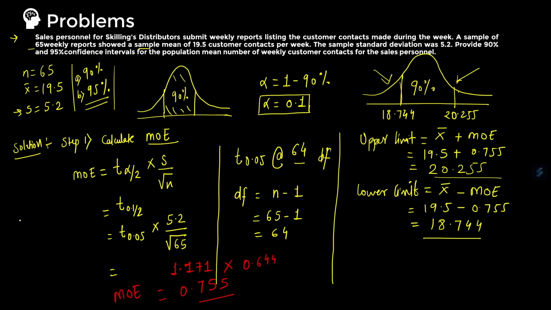The alpha will become 0.05 and alpha by 2 will become 0.025. So T of 0.025 you will check at 64 degrees of freedom and so on. You will calculate the margin of error and then compute the upper limit and lower limit.